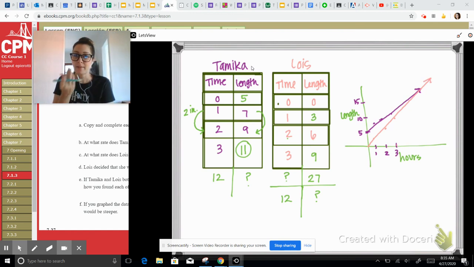So that makes sense that Lois's is steeper because she's knitting at a faster rate, because we said her unit rate was 3 inches per hour compared to Tamika's 2 inches per hour. Okay, so the only thing you have left to do here is fill in those question marks on the table and then practice on your iExcel activity. If you have any questions, feel free to email me. And again, I will be posting a help video later on today.